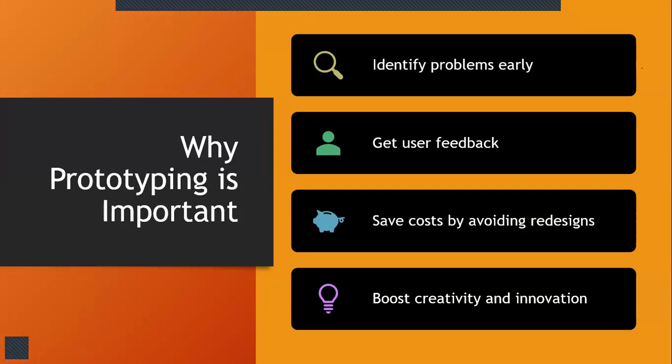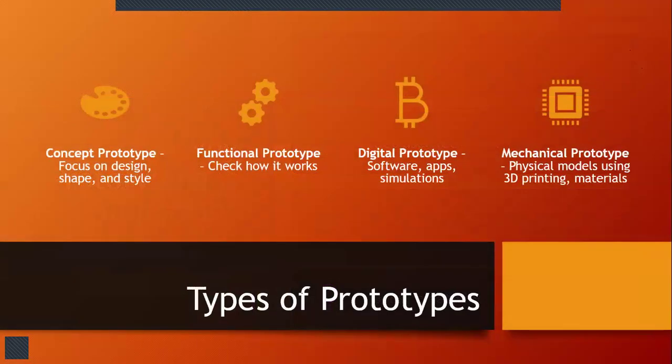So as I have already mentioned, these prototypes can be created not just for physical things, even for software, right? So basically, we can identify there are mainly four types of prototypes. The first type is called the concept prototype. The second type is called the functional prototype. The third type is called the digital prototype, and finally it is the mechanical prototype. That is what we are going to focus mainly on in our discussion today.